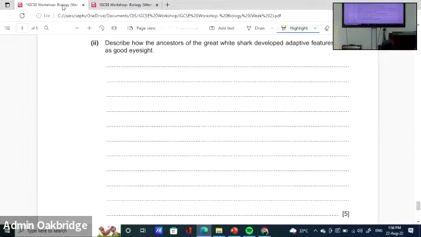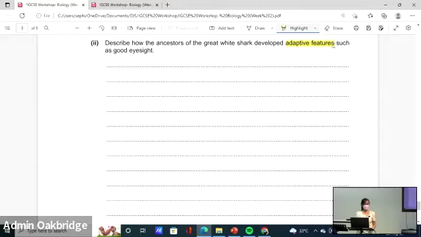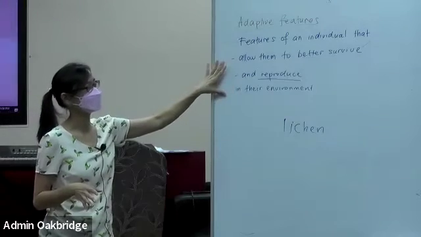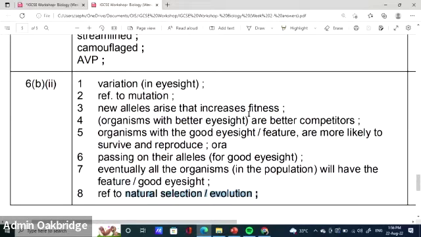So in a situation where I do not know how to answer this question, what do I do? Not sure, right? You underline. There's such a thing as adaptive features. What are adaptive features? Features of the individual that allow them to better survive and to reproduce in the environment. This one, you saw this, right? 1 mark. If you're not sure, you can write this down, you can save yourself. Then you continue talking about passing on the alleles, 2nd mark. Next time, the future generation has good eyesight, 3rd mark. This is natural selection, 4th mark. Okay, almost 5 marks already. You can save yourself if you do not know what to say.